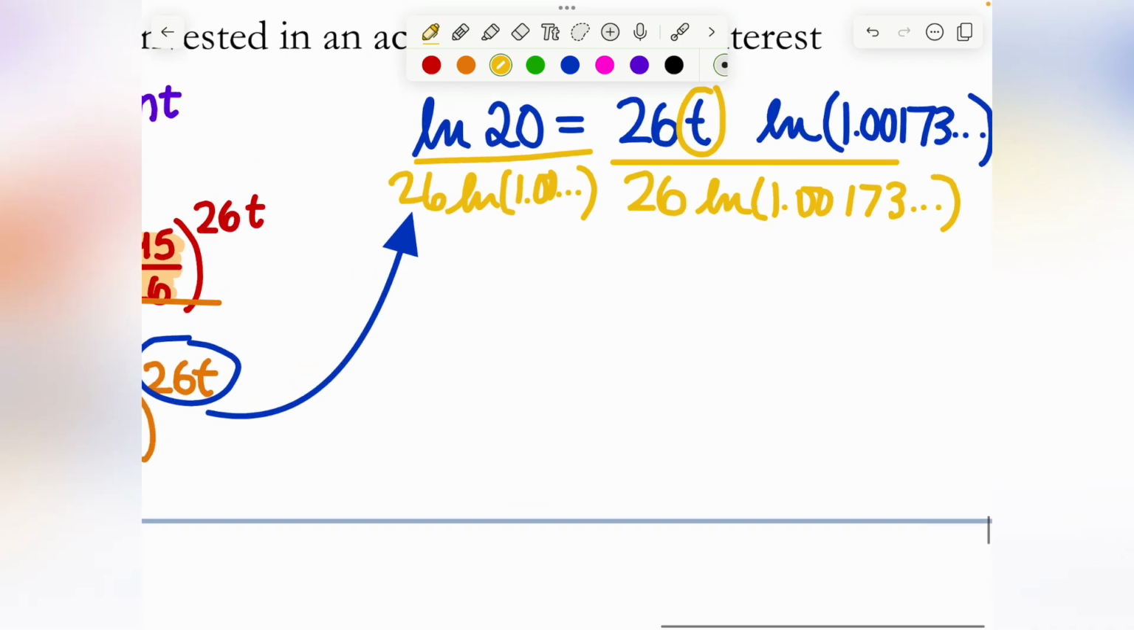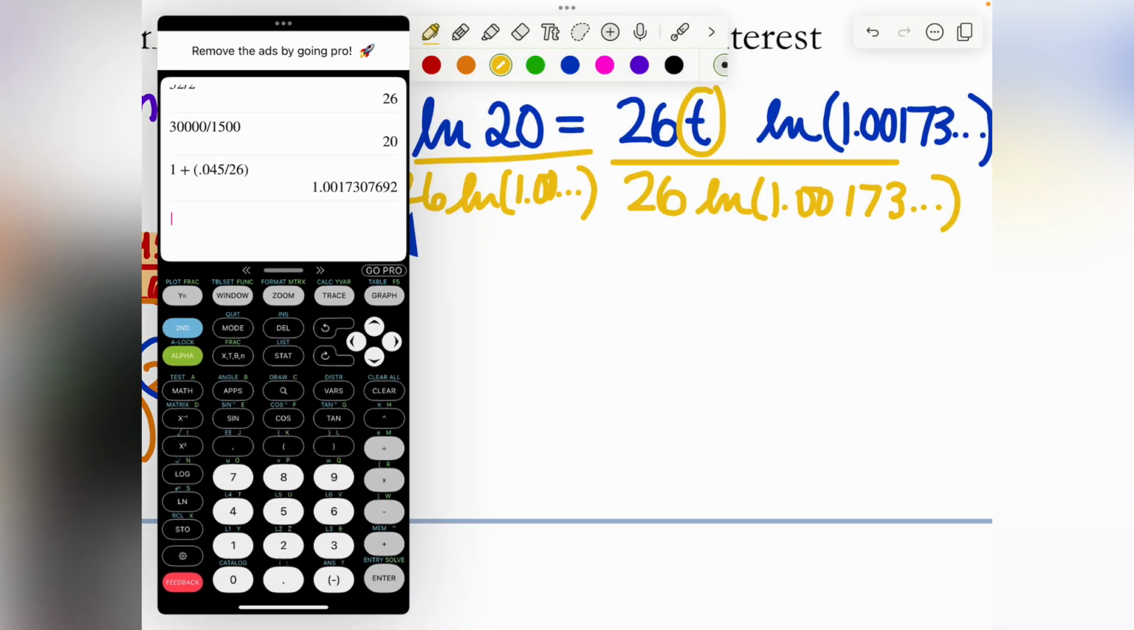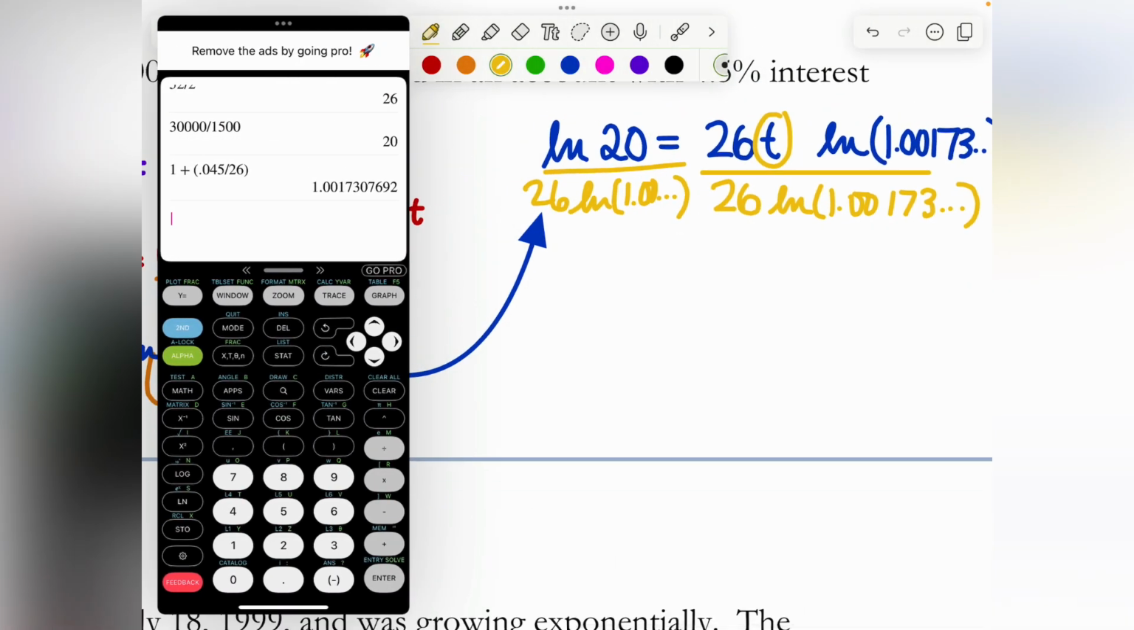Okay, here it is. Here's how I'm going to type this in. Natural log of 20 over 26 times the natural log of this answer. And that should give me my answer.